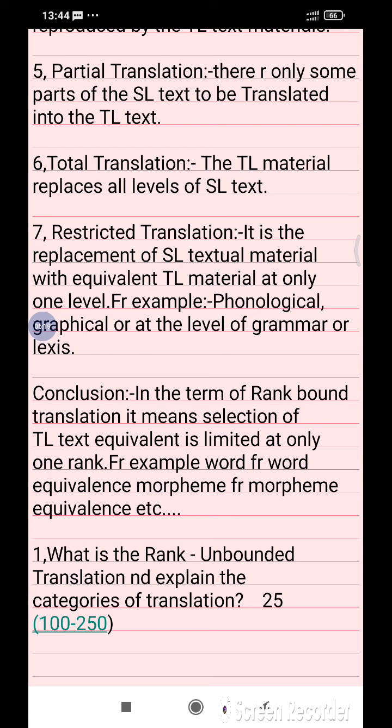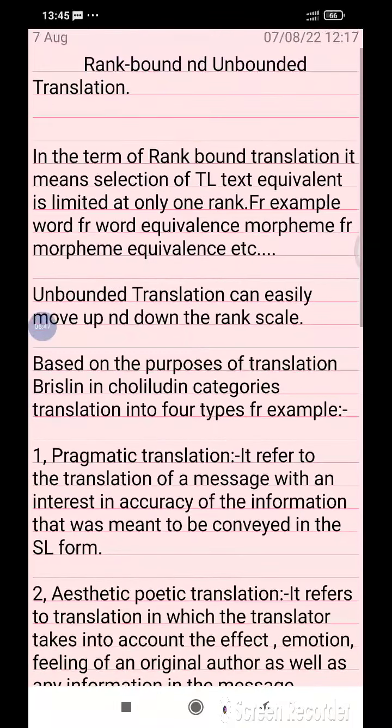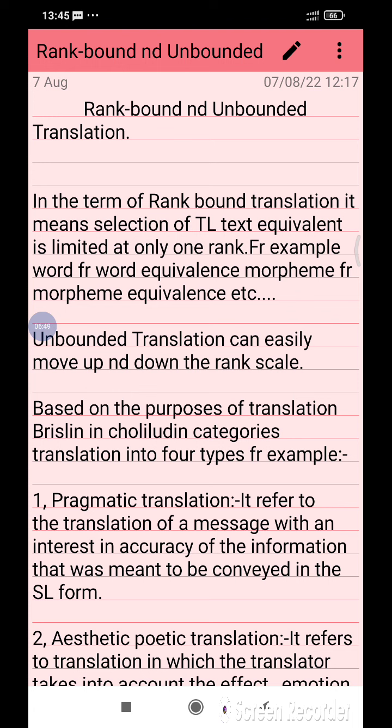Conclusion. In terms of rank bounded translation, it means selection of TL text equivalent is limited at only one rank. For example, word for word equivalence, morpheme to morpheme equivalence, etc. So, what is rank and unbounded translation, and explain the categories of translations. I hope you understand. As I have discussed, you have to explain all the points, which are very important. Otherwise, you will lose marks.